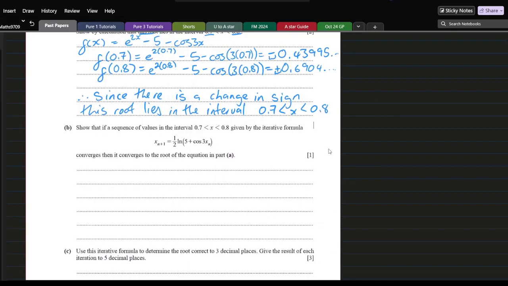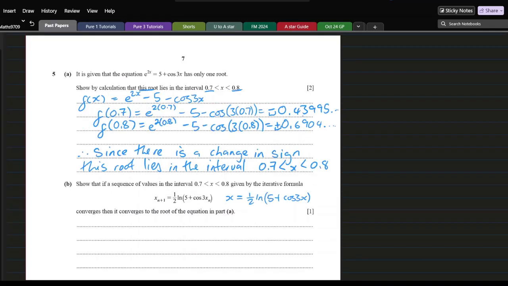0.7 and 0.8 given by the iterative formula x_(n+1) is equal to half ln(5 + cos 3x_n) converges, then it converges to the root of the equation in part A. Okay, so I'm just going to rewrite this without the n and n plus 1. So x is equal to half ln(5 + cos 3x). So basically what they want us to do is to simply prove that this equation here is the same as this equation here. And what we can do is to try to identify which x has been made the subject of the formula in this equation that we have here.